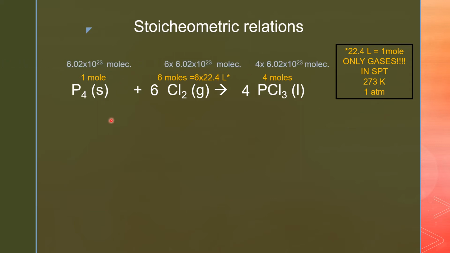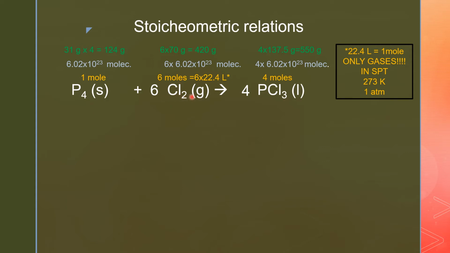You can also think of this reaction as amounts of molecules reacting. Remember that 1 mole has an Avogadro's number amount of molecules, and if you have more moles, like in this case where there's 6, you should multiply the number of Avogadro by 6, and in this case by 4. You can also think of the grams reacting.